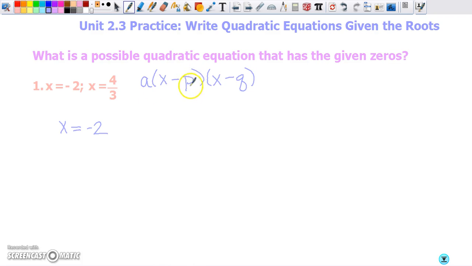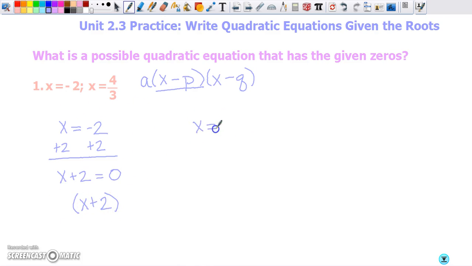So we need the p to be on the same side of the equation as the x, which means we need to have x minus p equals 0. Now the sign here doesn't matter. All that matters is that we get our number and our variable on the same side of the equation. So I'm going to add 2 to both sides to get x plus 2 equals 0. So that would mean x plus 2 would correspond with this section of our equation right there.